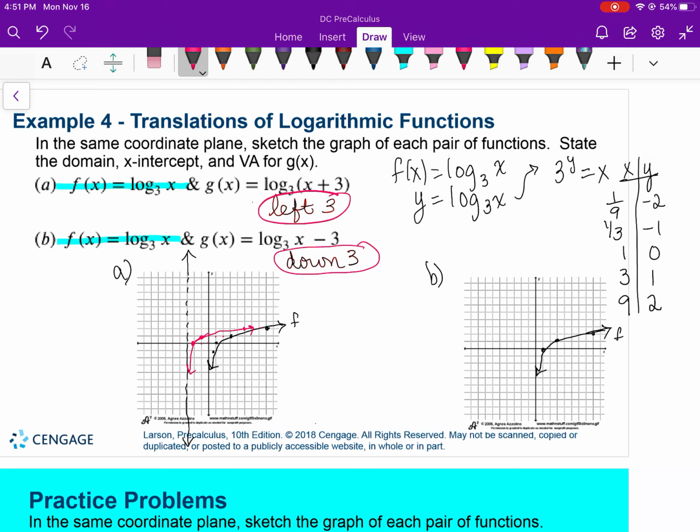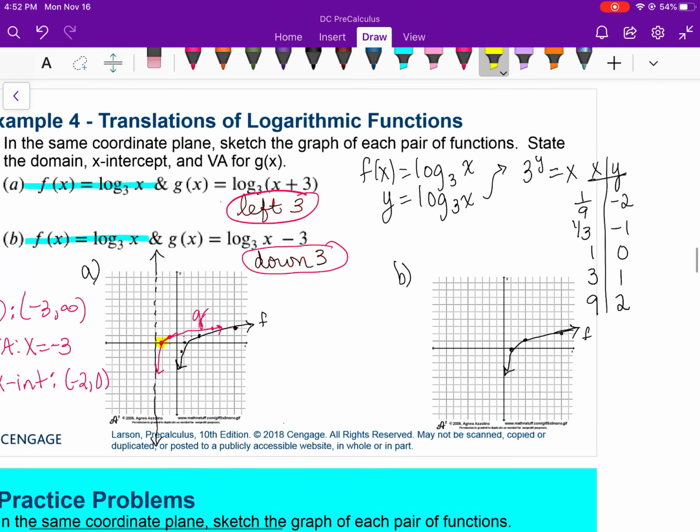All right, so that's function G. Now they want you to name the domain. So if you know that x equals -3 is a vertical asymptote, your domain is pretty straightforward from there. And your x-intercept, if it was at 1 0 and you moved it to the left 3, it's now going to be at -2 0. And you should be able to read that ordered pair that I have highlighted.